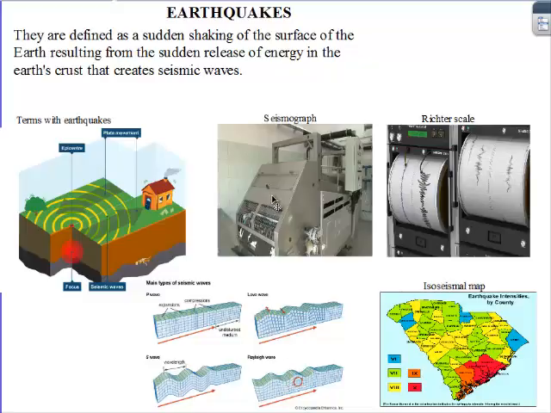We looked at the seismograph, where we said the seismograph is the tool used to measure earthquakes. We also talked about the Richter scale, where we said the Richter scale records the magnitude of an earthquake. We also talked about the isoseismal map, where we said it is a map that is drawn to show the earthquake intensity of a place.